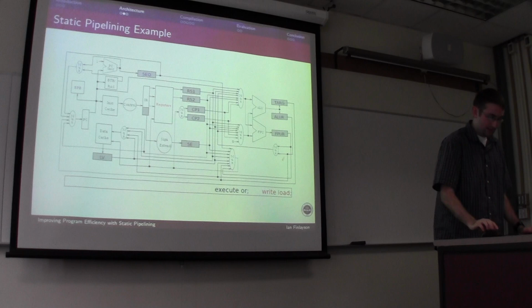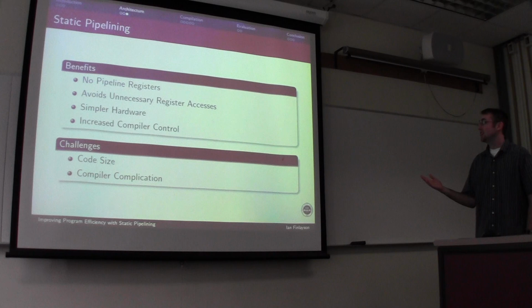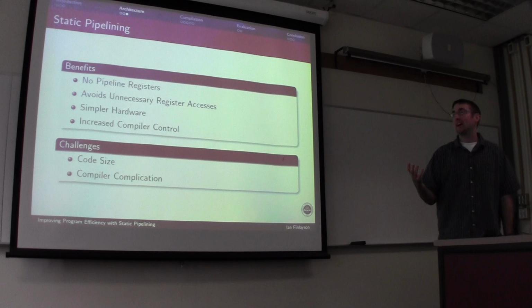So some benefits of this, I mentioned there's no pipeline registers, which are expensive because they're quite large. We can avoid unnecessary register file accesses, and we have simpler hardware because we don't need to do things like forwarding I talked about. And we also have increased compiler control.